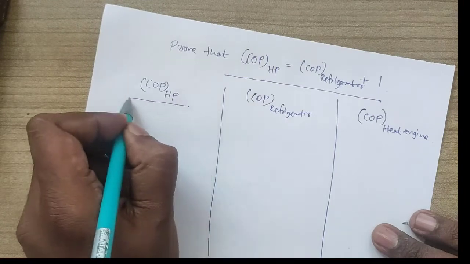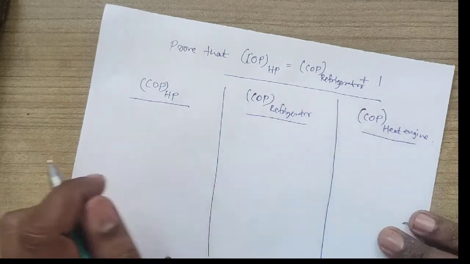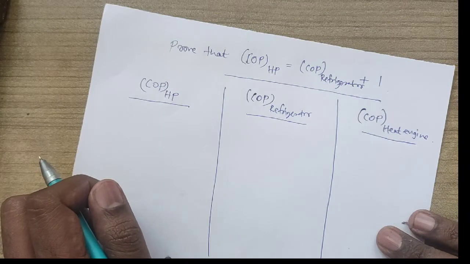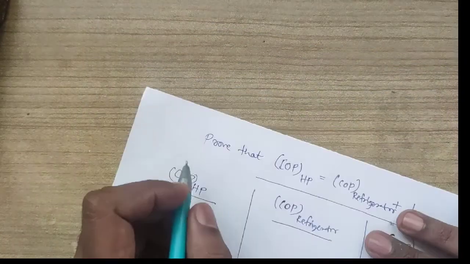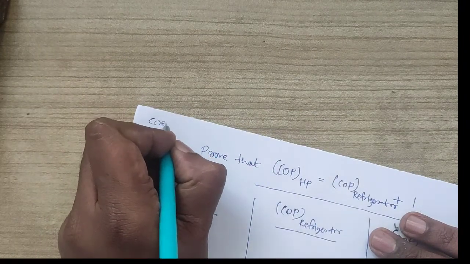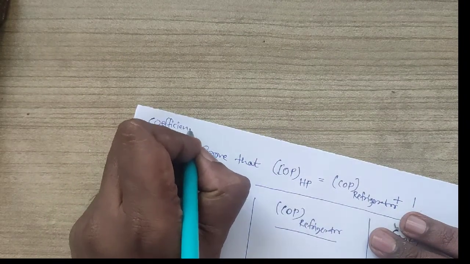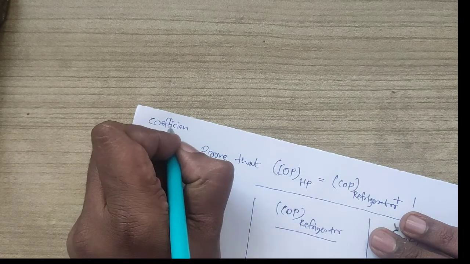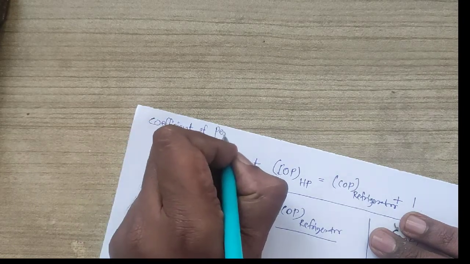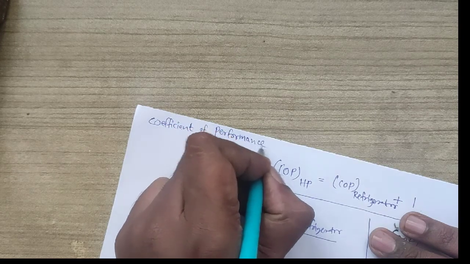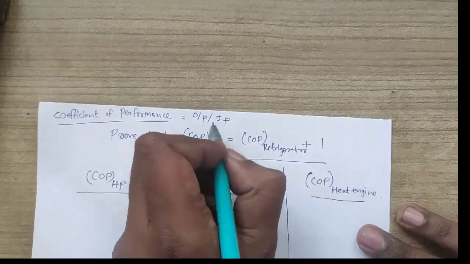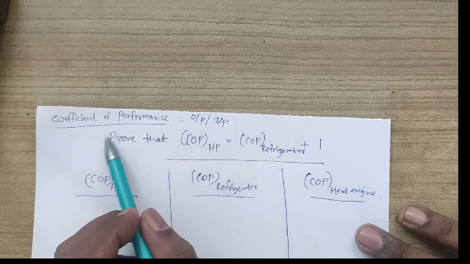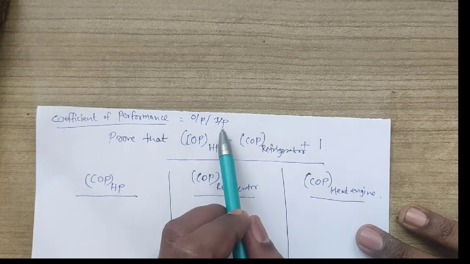Now to calculate COP of HP, COP of refrigerator, COP of heat engine, firstly it is very essential to know what is meant by COP. COP means coefficient of performance, and coefficient of performance is given by the equation output upon input.